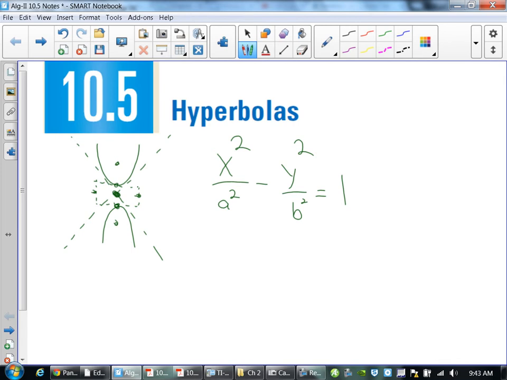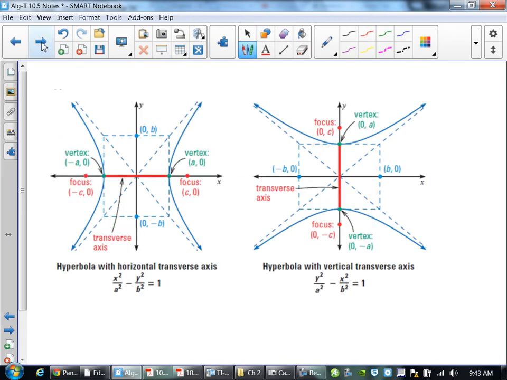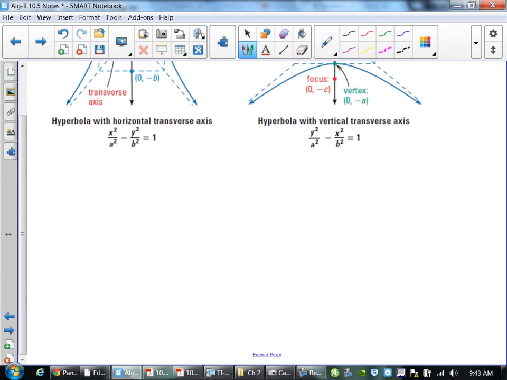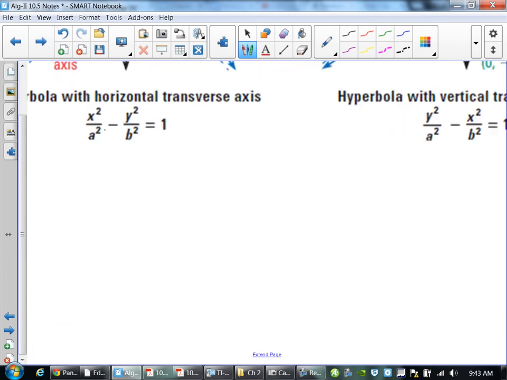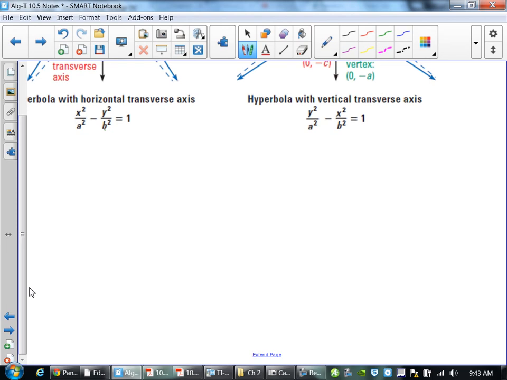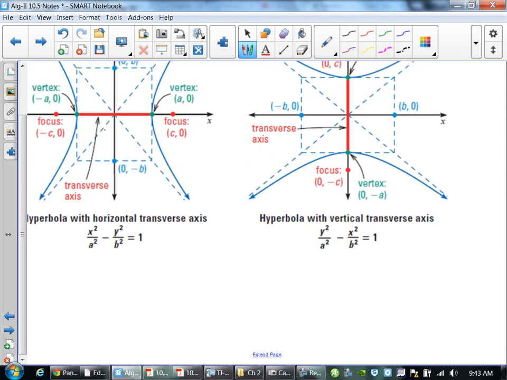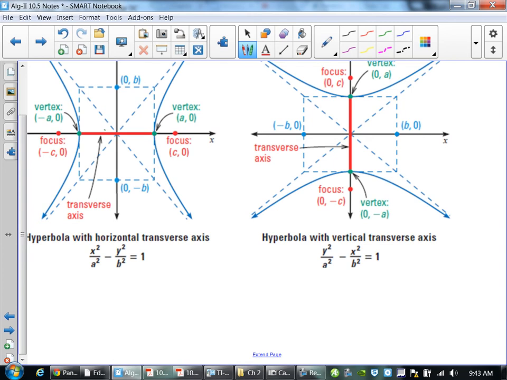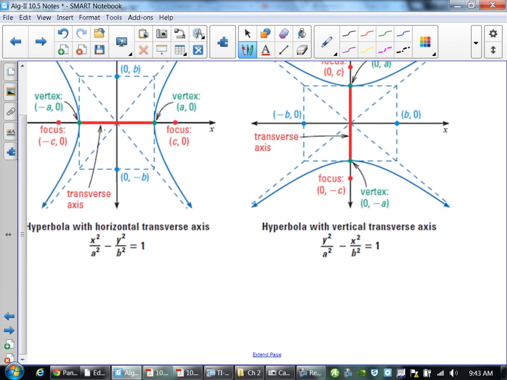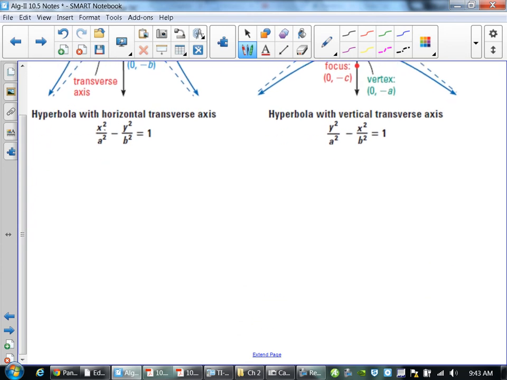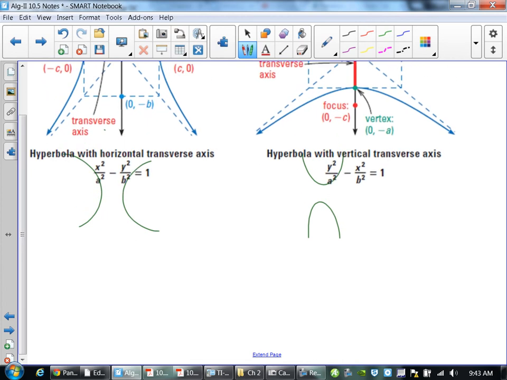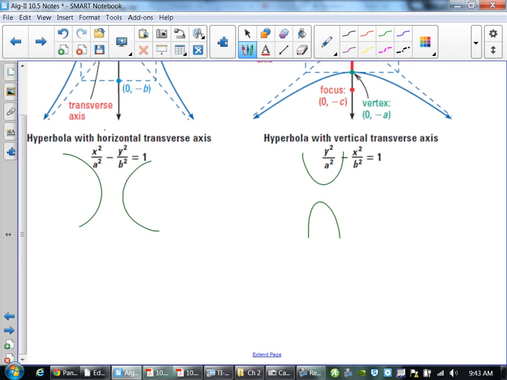So if x squared comes first, it's doing this. If y squared comes first, it's the up and down. I'm sorry, I rephrased that incorrectly because that talks about the way the axis goes, okay? So it's a little bit different.